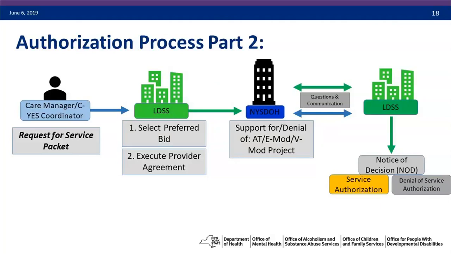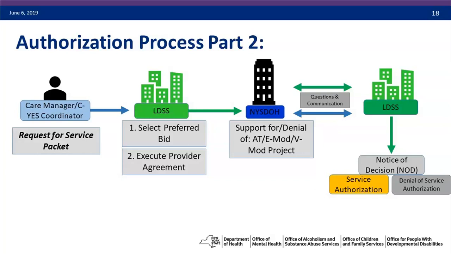They'll send it along to the Department of Health, and they're going to either support or deny the packet or the bid. But that will be with communication with the LDSS. So if there's something missing, they need more information, or maybe they did not agree with the selected preferred bid and they chose another one, they could pick a different bid in the packet.